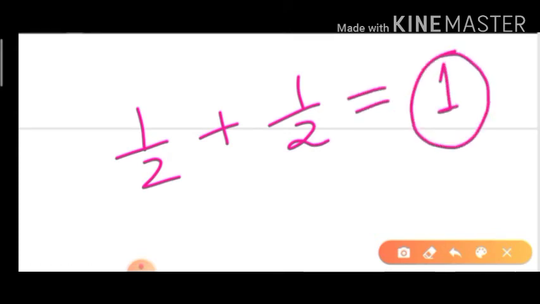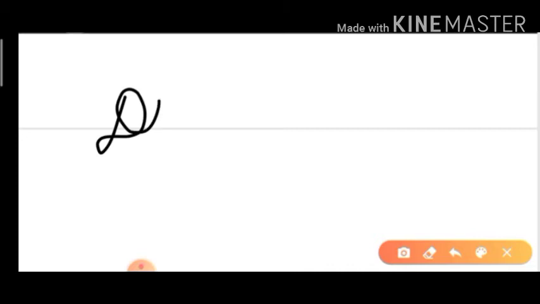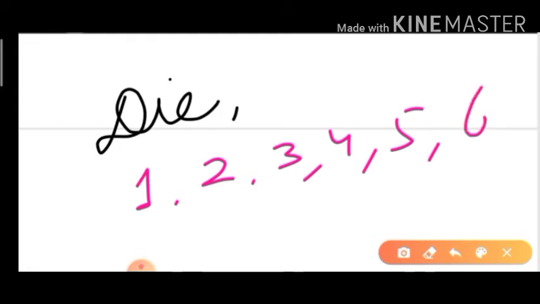So always remember, the total probability is always 1. Like, you can take the example of a die, like in Ludo. It has the numbers 1, 2, 3, 4, 5 and 6. So there are 6 numbers, printed there.